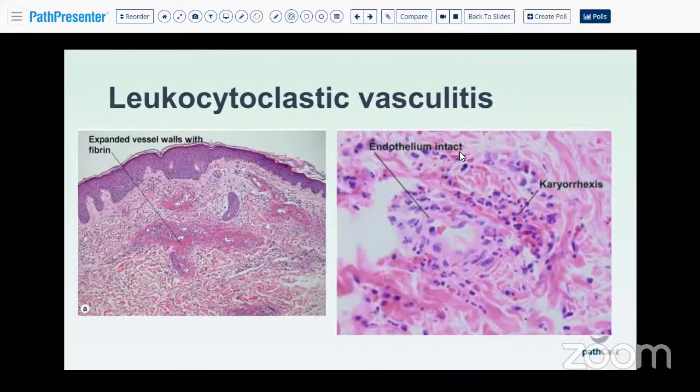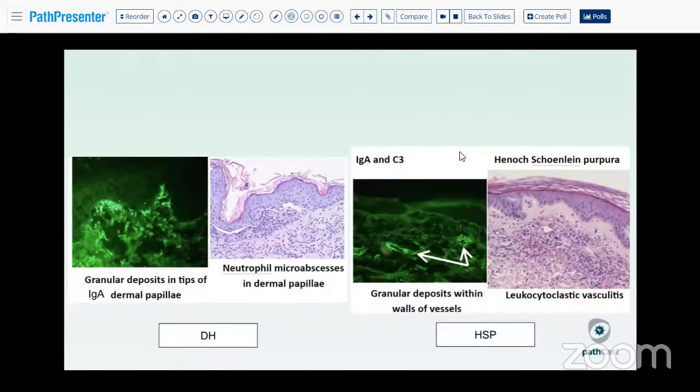Here is what leukocytoclastic vasculitis looks like in general. So you have expanded vessel walls with fibrin, so this fibrinous degeneration of those small vessels in the dermis. And karyorrhexis, neutrophilic debris surrounding those vessels, often with extravasated erythrocytes. Here is dermatitis herpetiformis, Henoch-Schönlein purpura side by side. In IgA vasculitis, Henoch-Schönlein, you get deposits of IgA around the vessel walls.